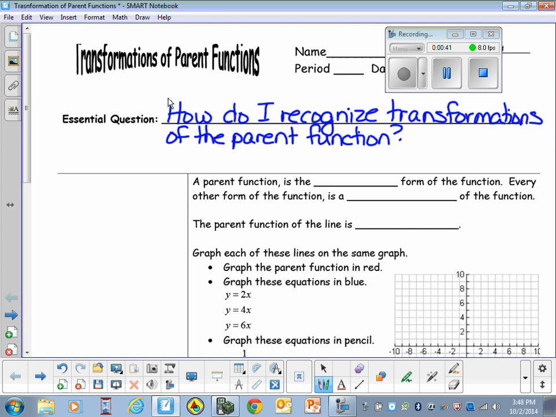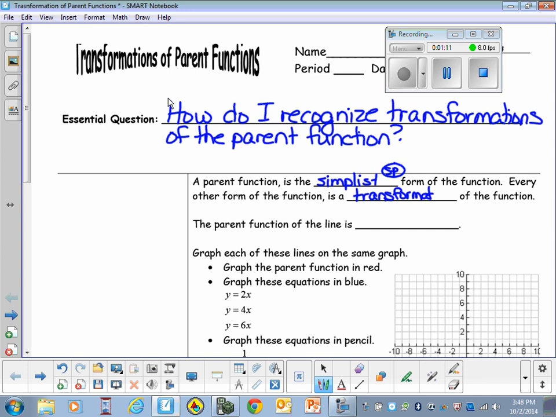Okay, the parent function of a line, or of any function, is the simplest form of that function. I think I misspelled simplest. I'm not sure I'm spelling that word correctly. Every other form of the function is what we call a transformation.